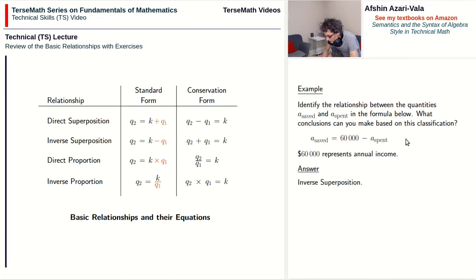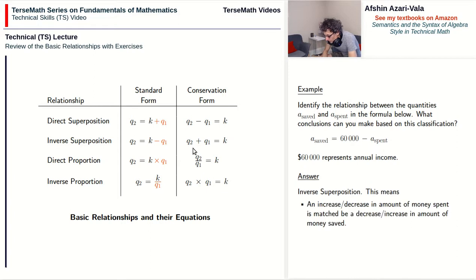This is inverse superposition. The relationship between amount of money saved and amount of money spent is inverse superposition. I know that because this equation is similar to the standard form of the equation for inverse superposition, with amount of money saved being the same as Q2, 60,000, which is a fixed value, is K, and then we have subtraction of Q1, which is amount of money spent.